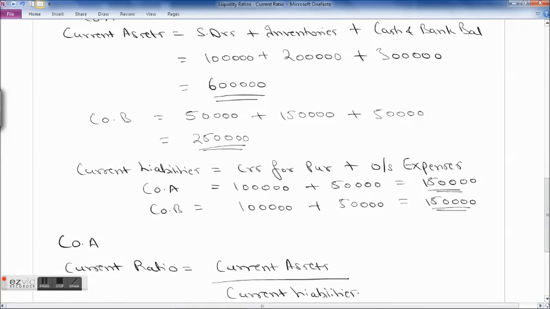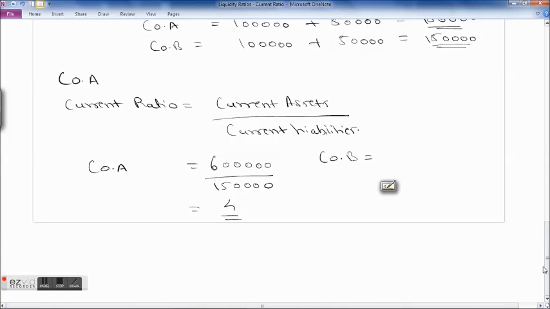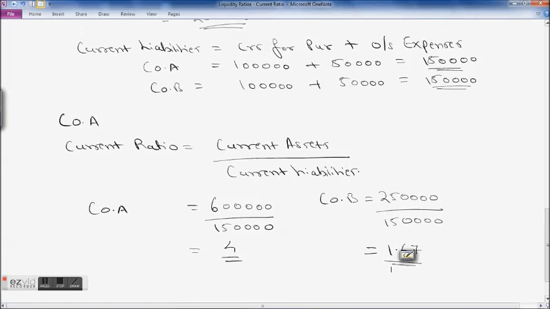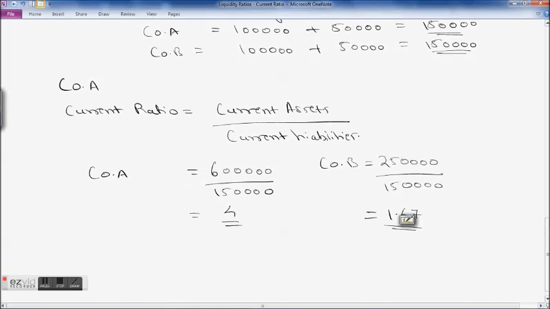Company B, current ratio 2,50,000 divided by 1,50,000, right? Okay, so how much does this come to? 1.67. Okay, so now if you compare both the companies, you can see that for company A, current ratio is very high. It's very high, that is 4. Okay, very much greater than 2.